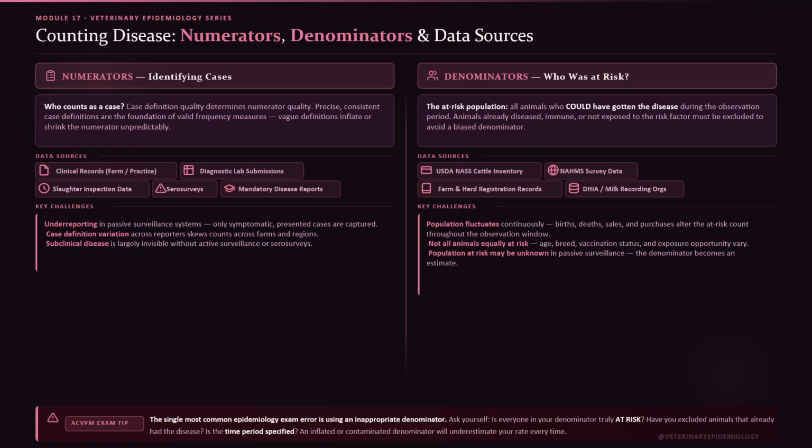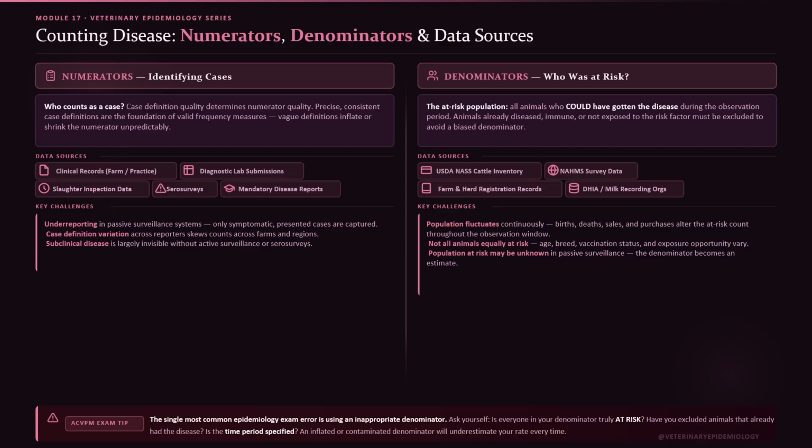For numerators, passive surveillance underreports. You only capture the symptomatic animals that actually get presented. Case definitions drift between reporters, and subclinical disease is basically invisible unless you go looking with active surveillance or serosurveys.